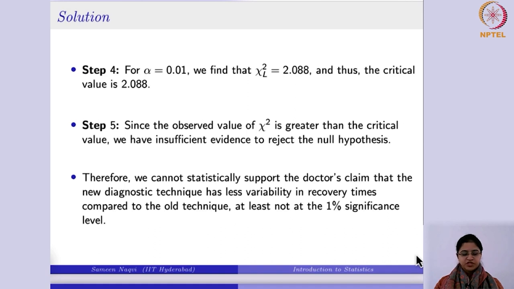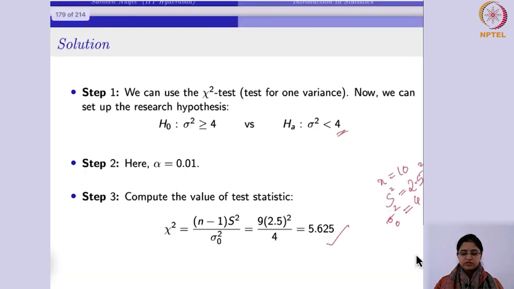Therefore you conclude that the doctor's claim that the new diagnostic technique has less variability is not supported. H naught is not rejected, it means this is not going to happen. His claim was that the variability of the new method is less than that of the old method, right? The old method has this 4. So if you fail to reject the null hypothesis, it means that his claim is not supported.